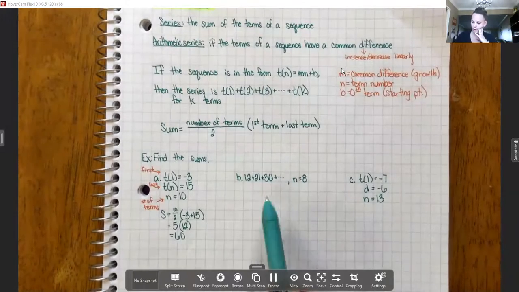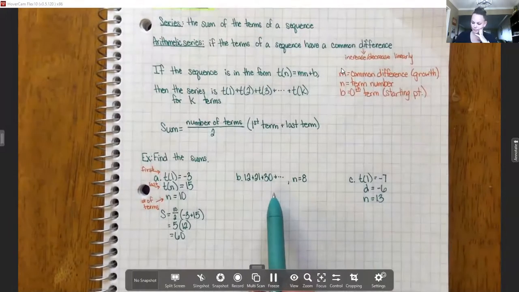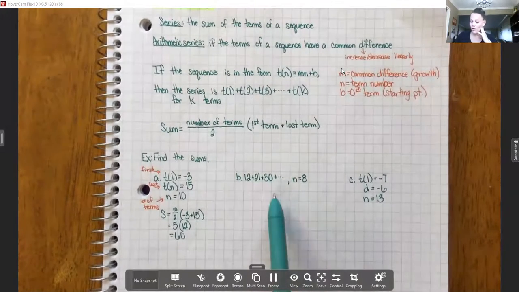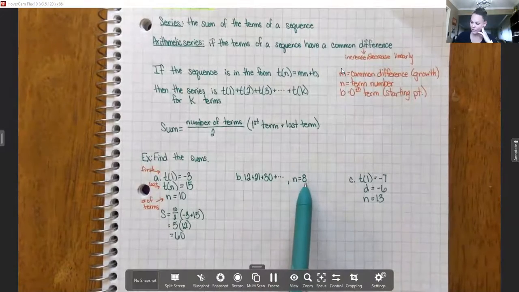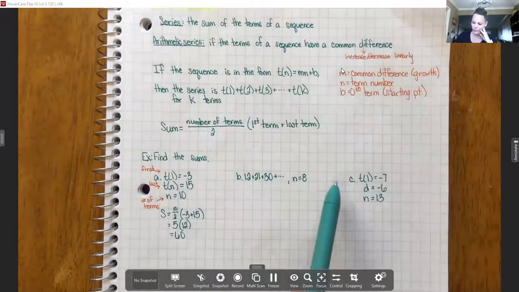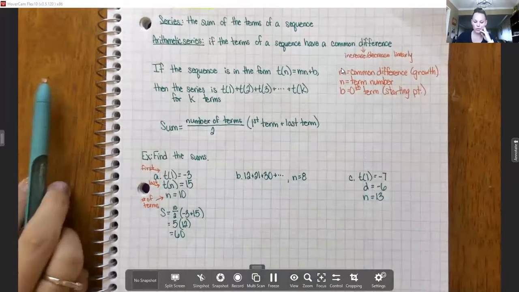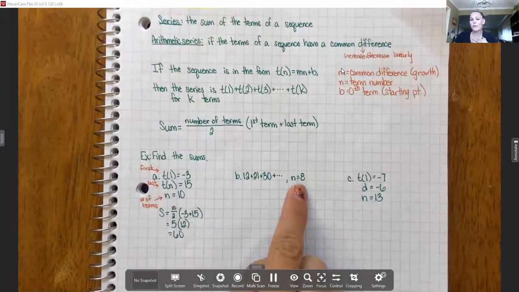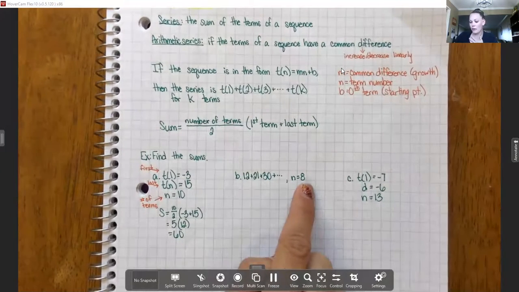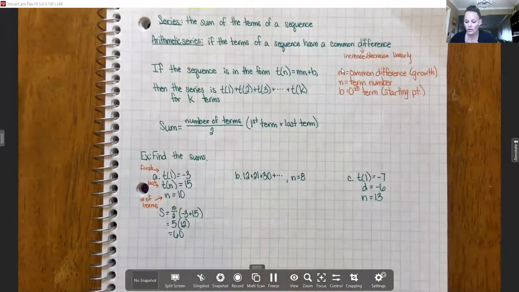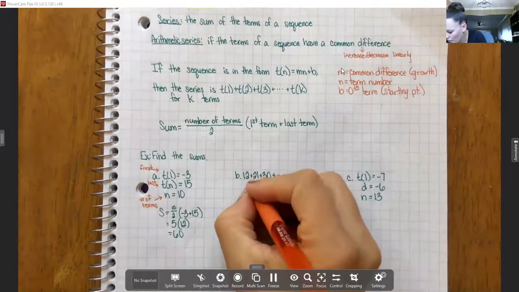So for part B here, we don't know the last term. We know that there's 8 terms and we know the first term, but we don't know the last term. Sure, we could list all of them out if we wanted to, but nobody really wants to do that. Especially for 8, it's not that bad, but if this was a bigger number, that's just going to be kind of a lot of wasted time to list them all.